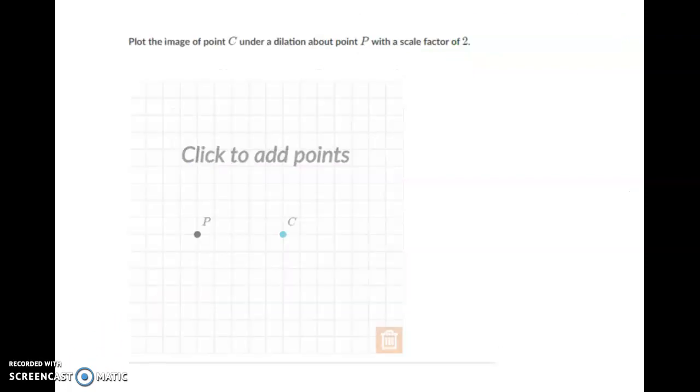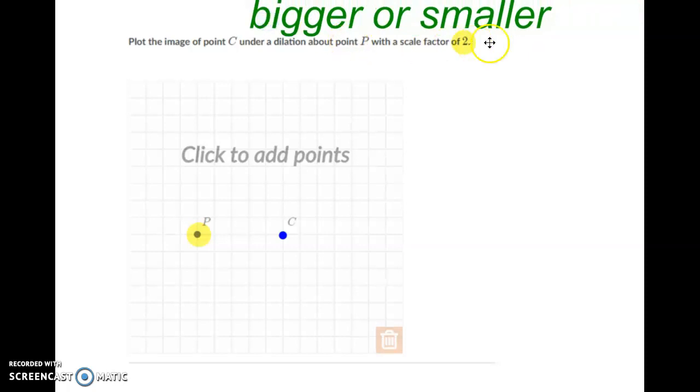Let's take a look at problem 2. Very similar again. We're plotting point C. Where is this going to move to under a dilation about point P with a factor of 2? So are we getting bigger or smaller in this one? In this one we're getting larger. We're getting bigger because we're going twice as big.